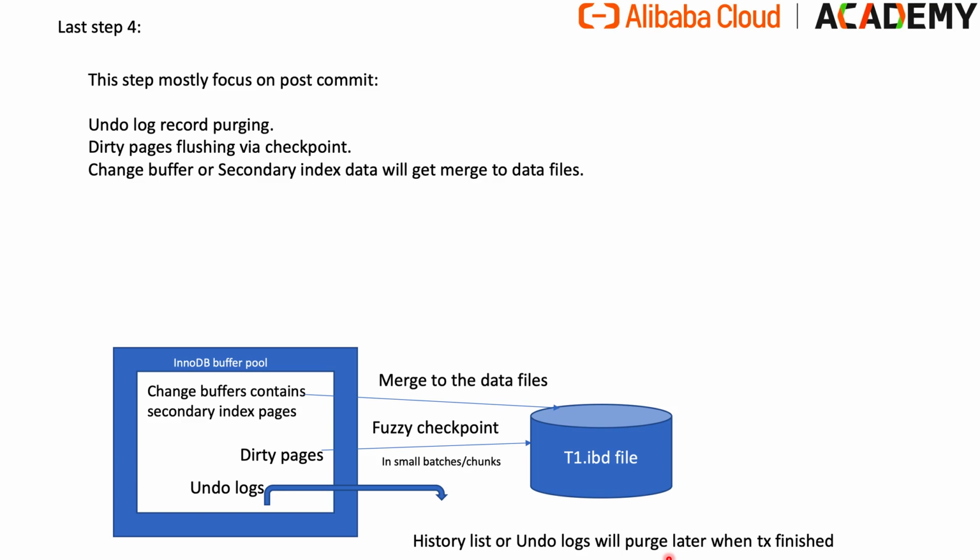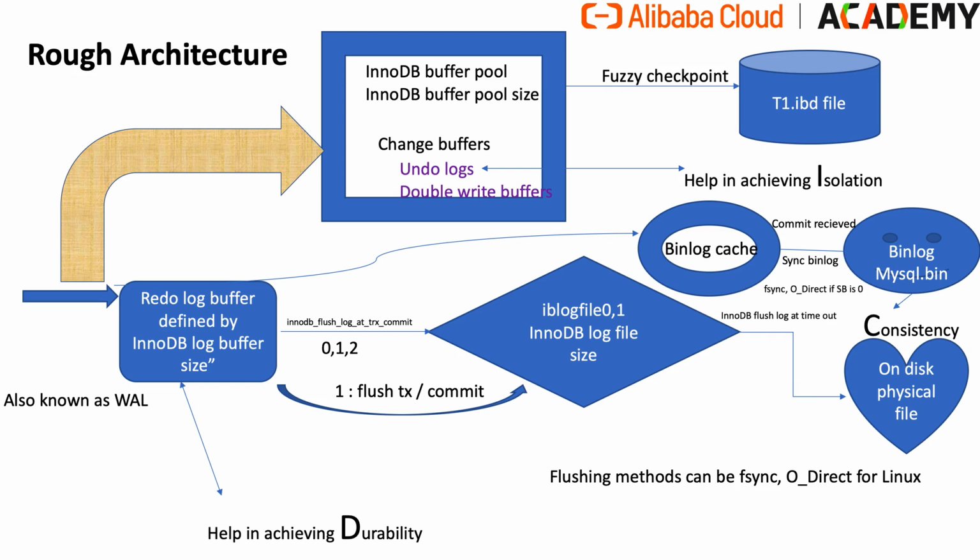As I mentioned, undo logs, dirty pages, and the change buffers. So this is the step after post commit. So just to summarize, we can go back to our architecture and see how we can achieve the performance. If you want data security, you can change the innodb_flush_log_at_trx_commit to 1. In every commit, the data will get flushed. And with different values like 0 or 2, it will be flushing every second.